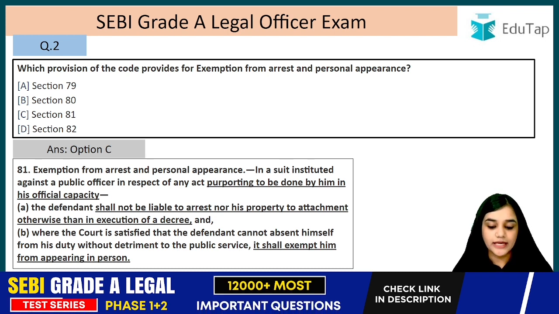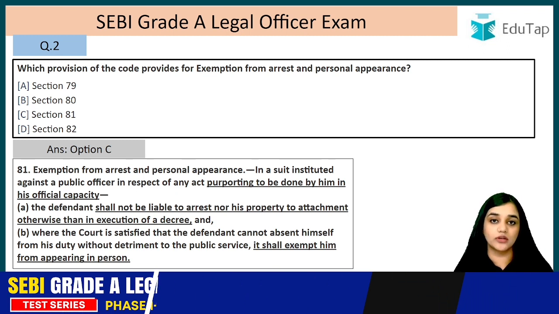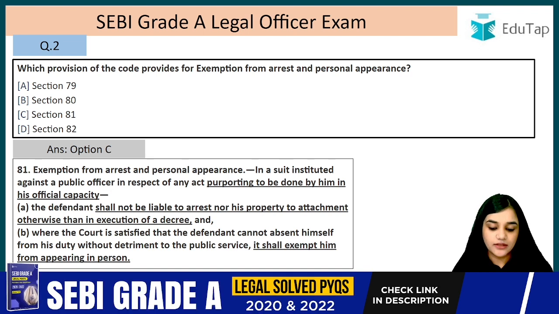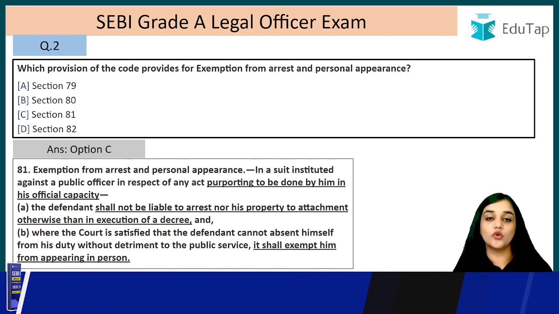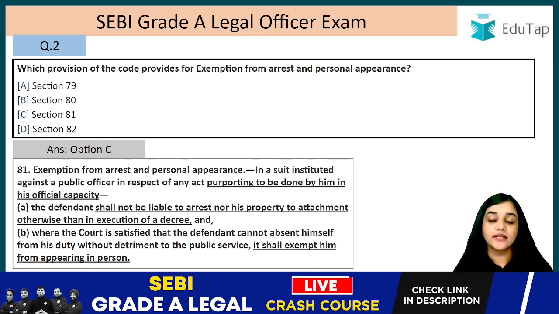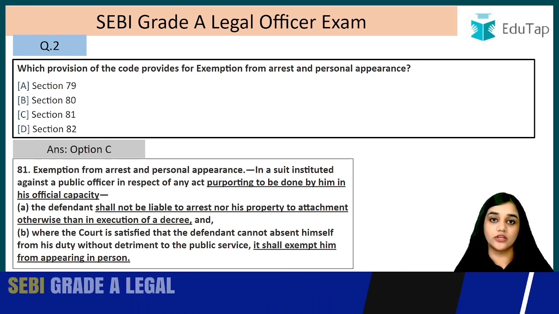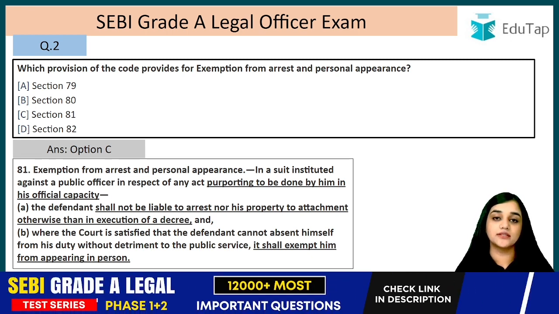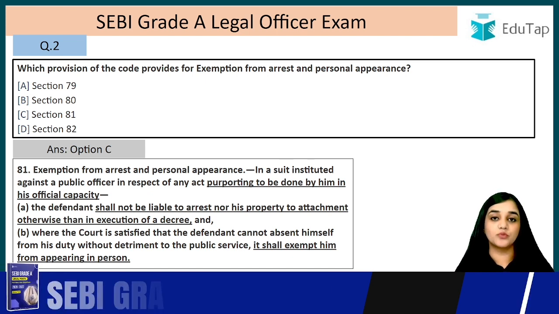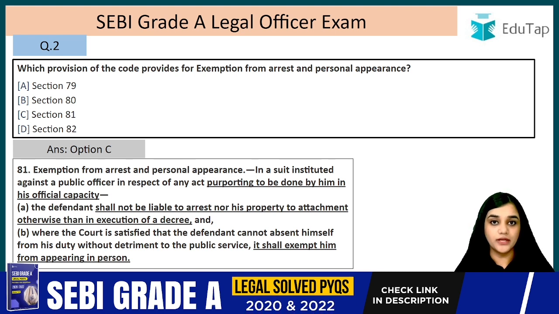In a suit instituted against a public officer in respect of any act purporting to be done by him in his official capacity. They are only talking about their official capacity. The defendant shall not be liable to arrest nor his property to attachment otherwise than in execution of a decree. So he will not be arrested, neither will his property be attached unless we are talking about the execution. If it is in execution, then it is a different case, but without execution, he shall not be arrested and his property shall not be liable to be attached, right?